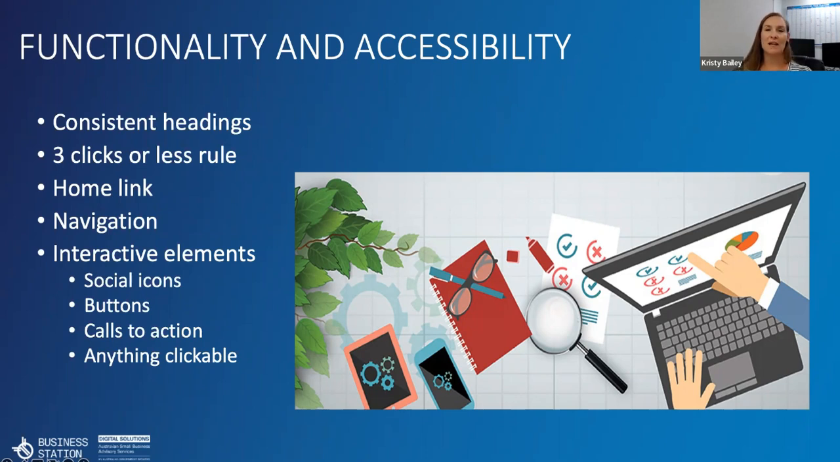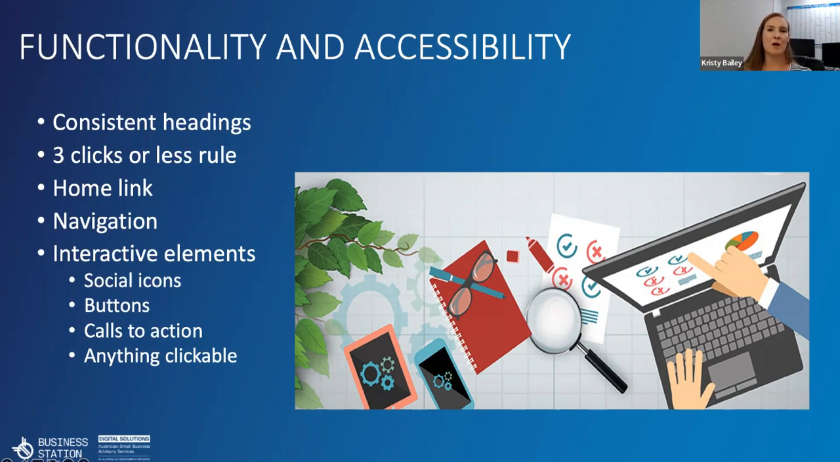Your navigation, I mentioned that F pattern. A traditional navigation is always good because it's easy and people know how to use it. But no matter whether you have a more modern navigation or traditional, having something that's consistent across all pages is really important. Your interactive elements are also important so that people can interact with you. So things like your social icons, making sure that, if you've got social media icons, they're easily accessible. Depending on the importance you place on social media, they could be in the header or the footer of your website. Any buttons or calls to action.